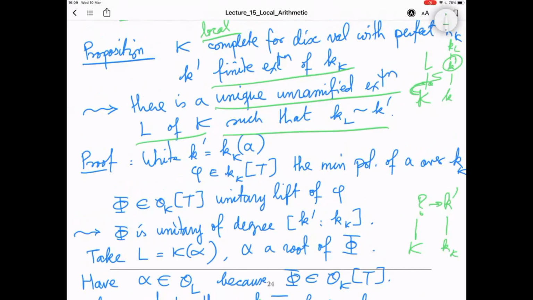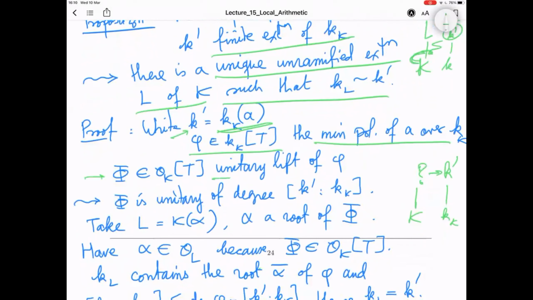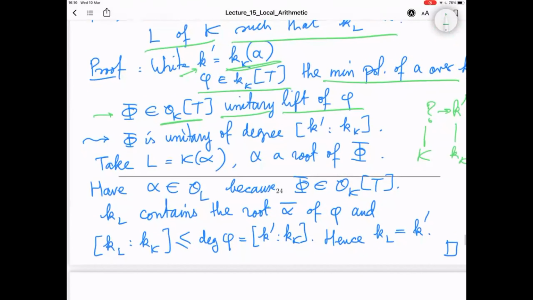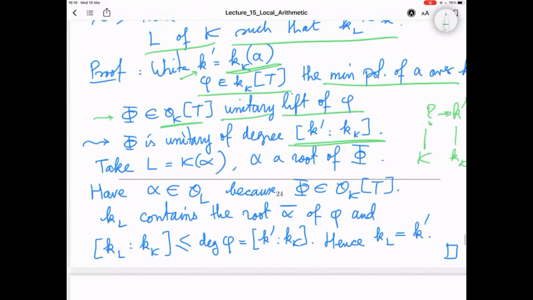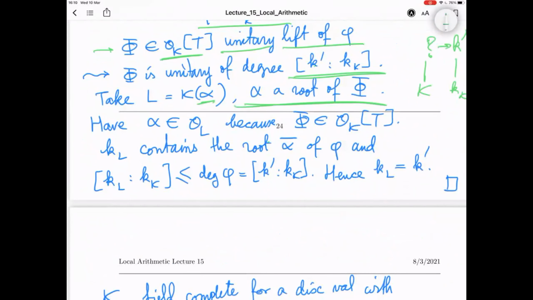So that's also possible. All you have to do is to write K prime as k adjoined alpha, or it's A rather. Then you take the minimal polynomial of this A over k, take a monic lift of phi, call it capital phi, and it has coefficients in OK, the ring of integers. And the degree, of course, is equal to the degree of this residue extension k prime over k, which is a finite extension. And now take alpha to be any root of this capital phi, and take L to be K adjoined alpha. Alpha is, of course, an integer in L, in OL, because after all, this polynomial is a monic polynomial with coefficients in the ring of integers of K.